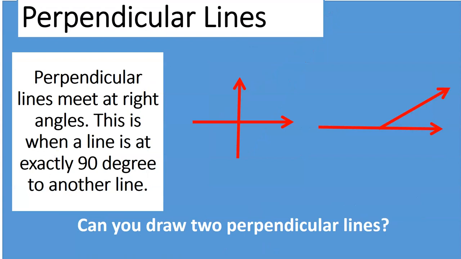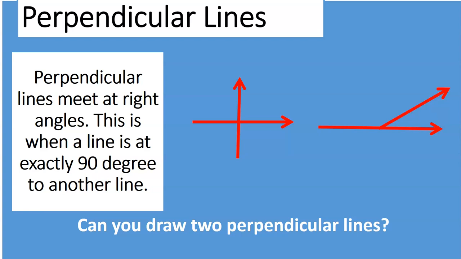Now let's have perpendicular lines. Perpendicular lines meet at right angles. This is when a line is at exactly 90 degrees to another line. Can you identify which is a perpendicular line? Pause the video and think for your answer.